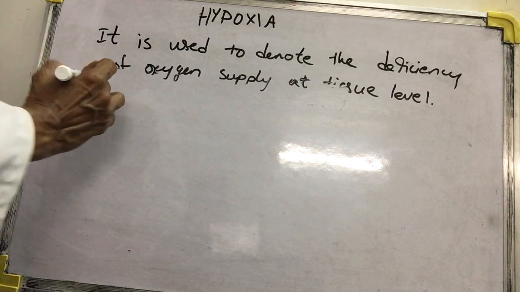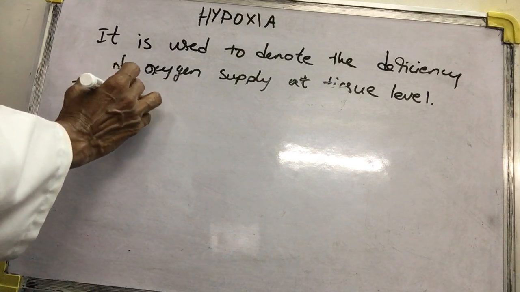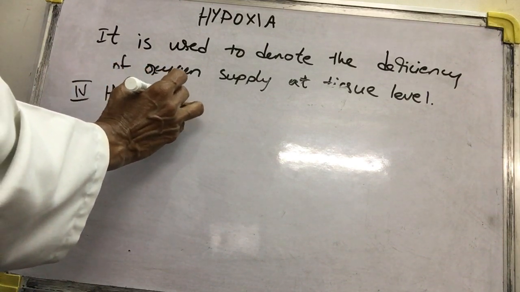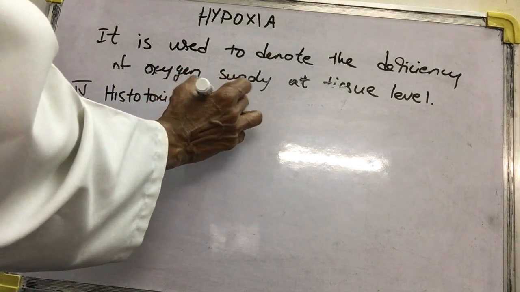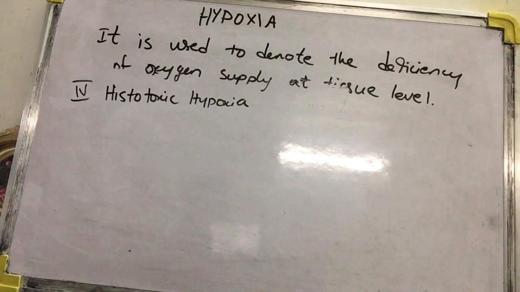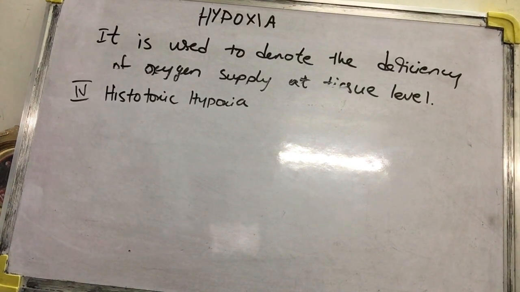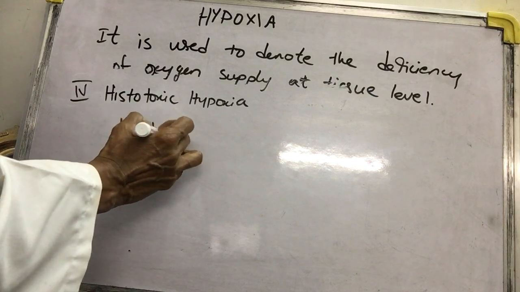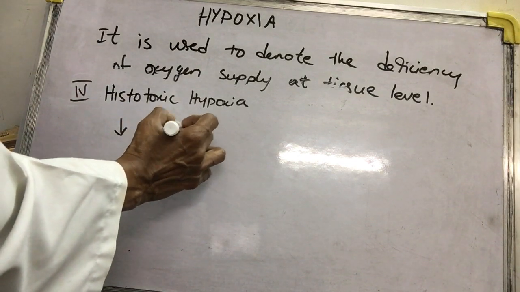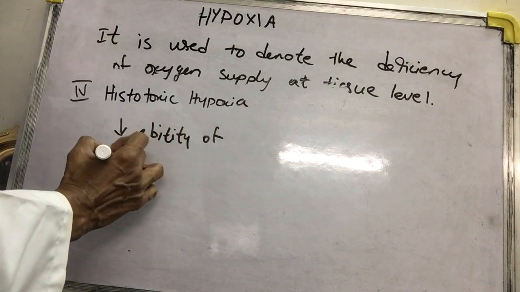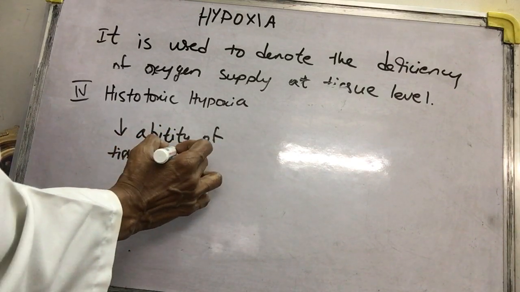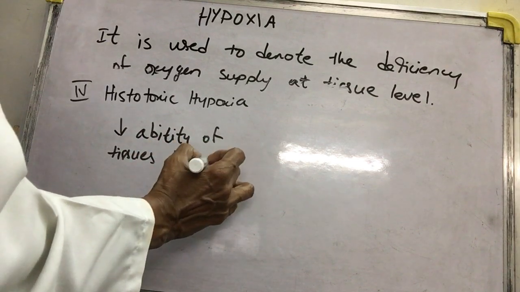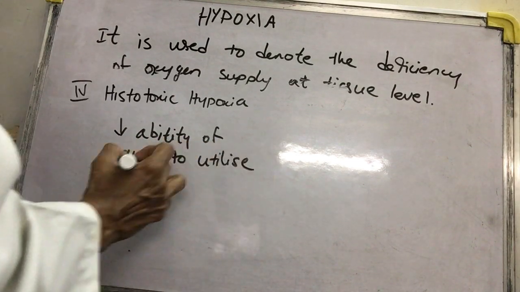Then another type of hypoxia is histotoxic hypoxia. Here the oxygen levels in the blood are normal, blood supply to the tissues is also normal, hemoglobin content is also normal, but there is decreased ability of tissues to utilize oxygen.